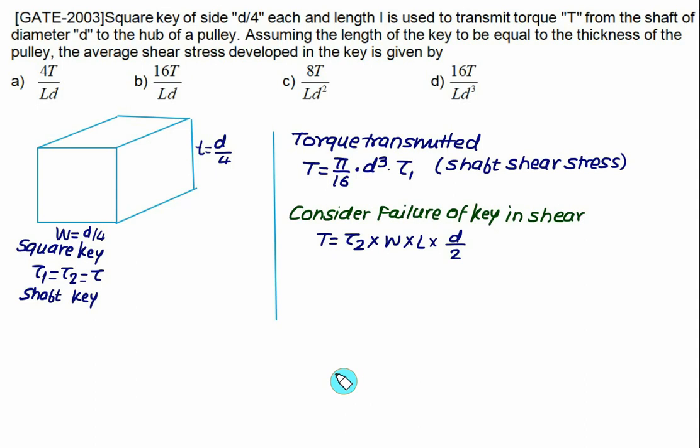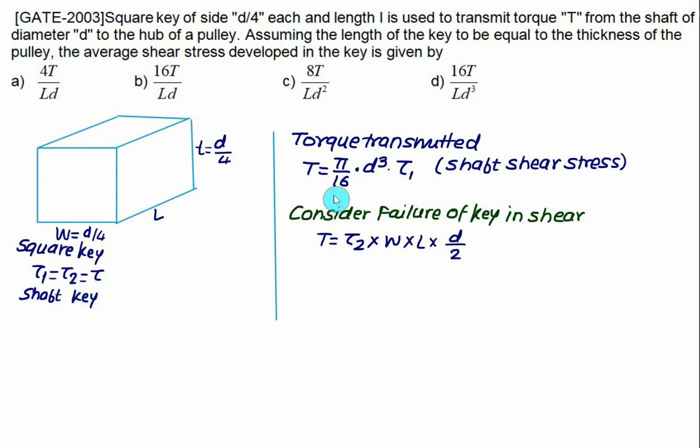So again, in this question, we have given the square key and each side is equal to D by 4. So we have width is equal to d by 4, as well as thickness also equal to d by 4. We have length is equal to L. We assume here that the material is same for both, that is tau 1 is equal to tau 2 is equal to tau, that is the shear stress for the shaft material is same as the shear stress for the key material.